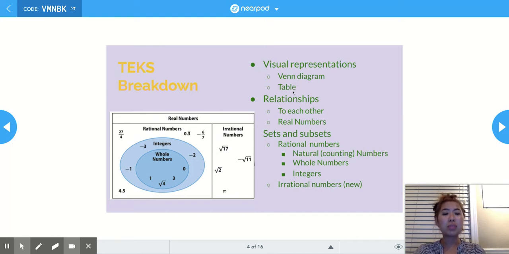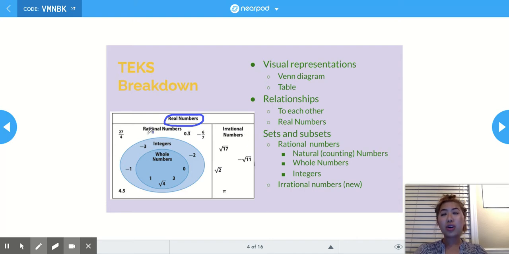Our TEK's breakdown is the visual representation of it all, so whether it's in Venn diagram form or in table form, so we have both. In this case, for rational numbers, integers, and whole numbers, we have them housed within circles within each other, so that's a form of a Venn diagram. And then real numbers with rational and irrational numbers are housed in a table. So the Venn diagram is inside the table representation of real numbers. And so with our understanding of the visual representation, we also have to understand the relationship of each category to each other and to our new category of real numbers.